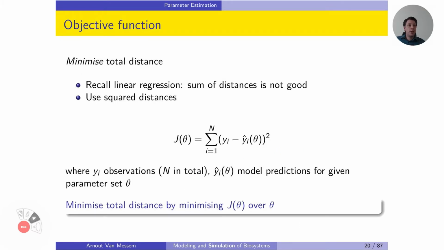So we minimize the total distance. What we do is we look at the differences between the observations and the predictions, and we sum over all the observations. Similar to linear regression, just summing is not good, because a number of those distances are positive, a number of the distances are negative, and in the end if you just sum them you will get 0. So we take again a squared sum of distances, yi minus yi hat, you sum them over all of the observations, capital N, and then you get your objective function. The objective function is denoted by capital J, and it depends on the parameters theta. So we will minimize this objective function over theta.